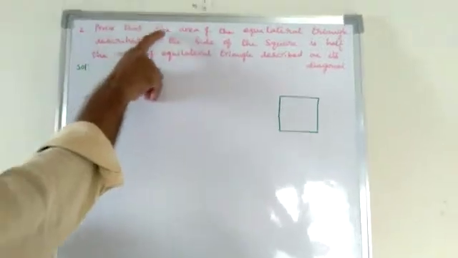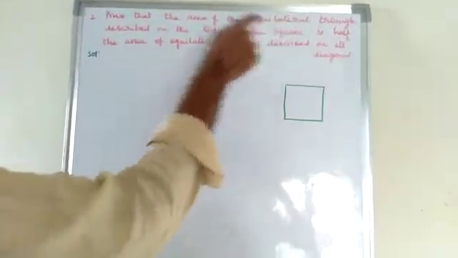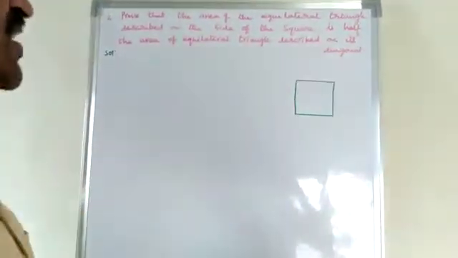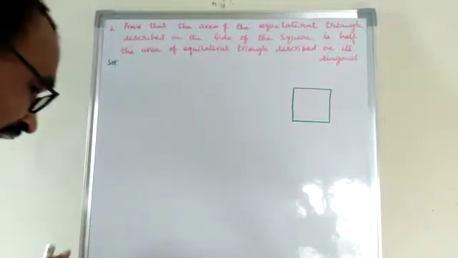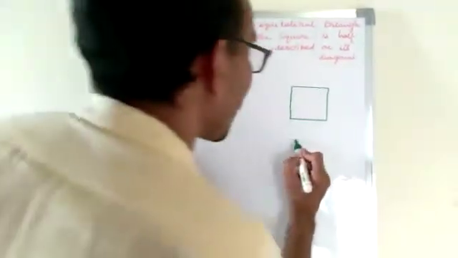Okay, this is the theorem. Prove that the area of the equilateral triangle described on the side of the square is half of the area of the equilateral triangle described on its diagonal.